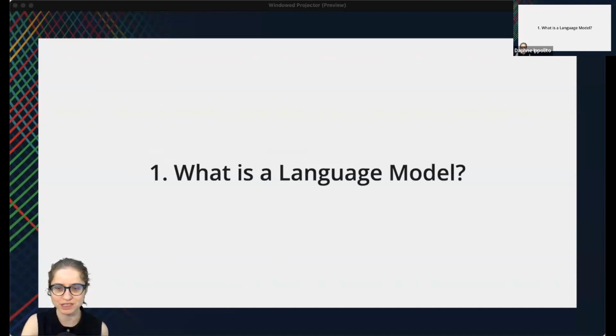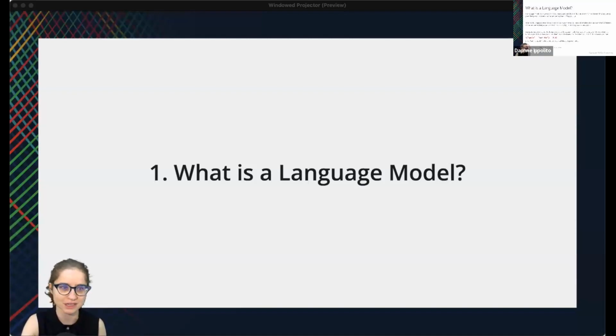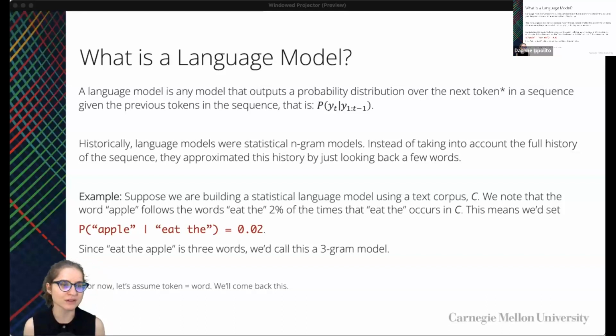So there's the conditional likelihood of a word given the previous words in a sequence, and there's also sequence likelihood, so a likelihood of an entire text sequence. A language model is just any model that outputs a probability distribution over the next token in a sequence, given the previous tokens in that sequence. And you can see the math for that here.